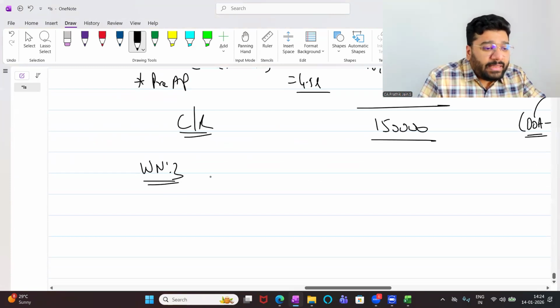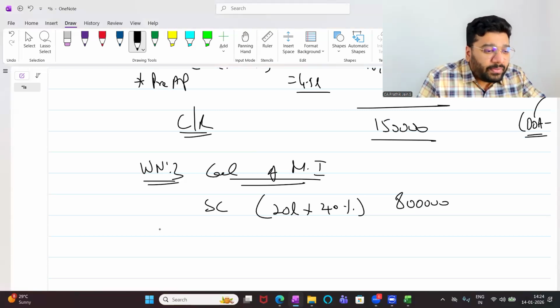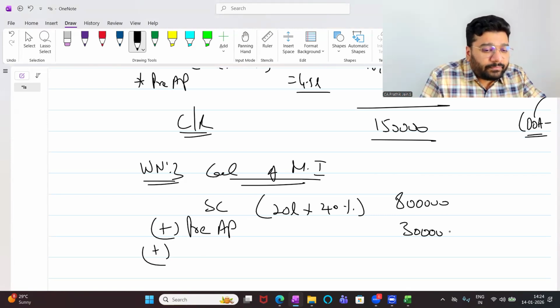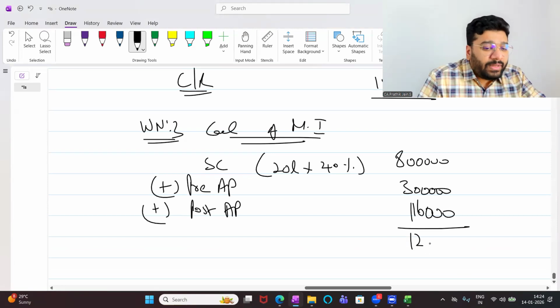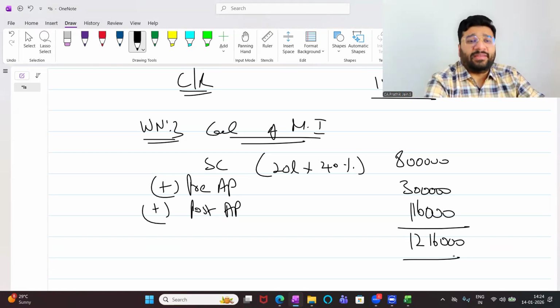Working note number 3, calculation of minority interest. Share capital, which is 20 lakh into 40%, 8 lakh. Add pre-acquisition profit 3 lakh. Add post-acquisition profit 1 lakh 16,000. How much in total? 12 lakh 16,000. 8 lakh plus 3 lakh is 11 lakh. Those kinds of errors are called silly mistakes.